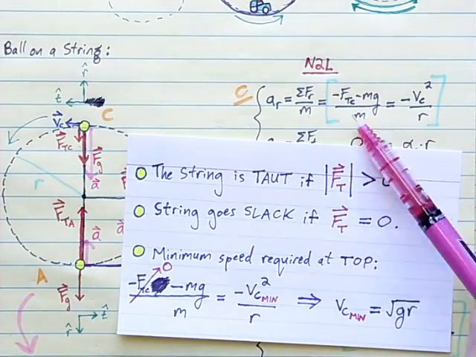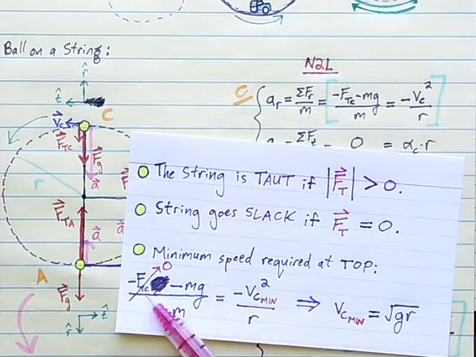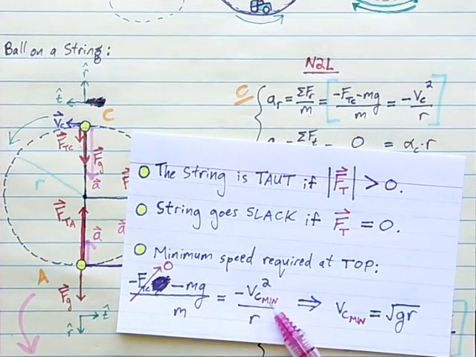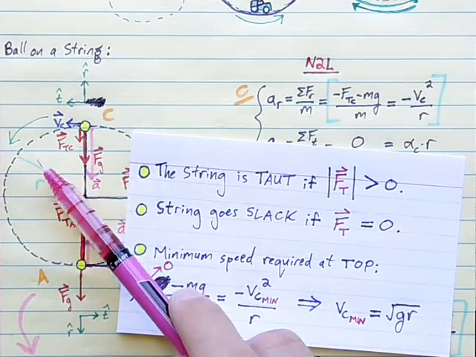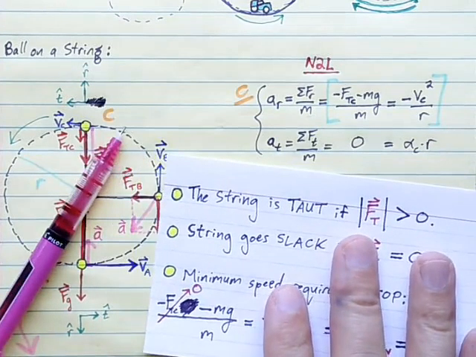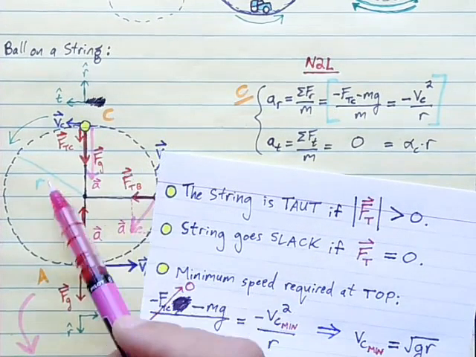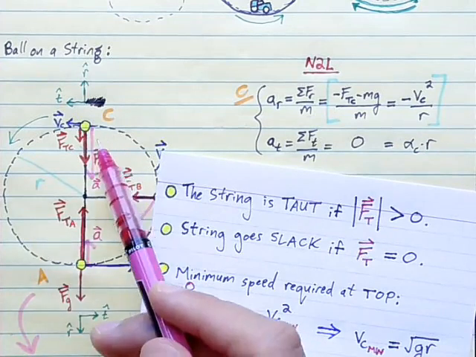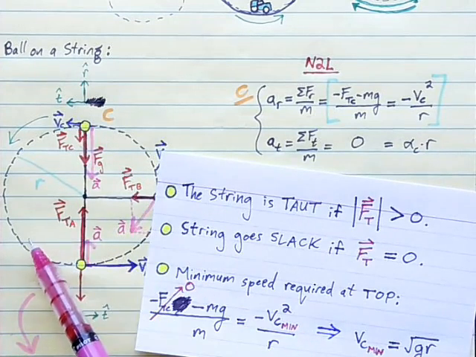So if we take this expression and set that tension at the top equal to zero and solve for the speed, that tells us the speed at which the tension disappears. If you go any slower than this, the tension will disappear even before you get to the top. The string will go slack and the ball will fall off of that path and become a projectile following a parabolic path instead.